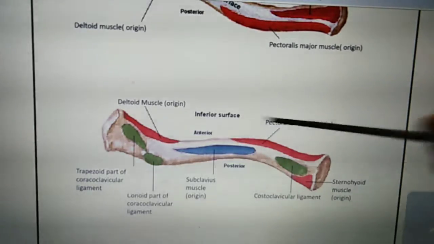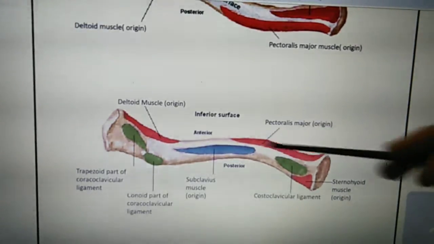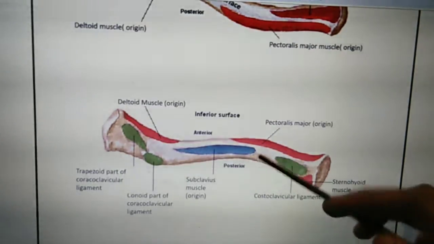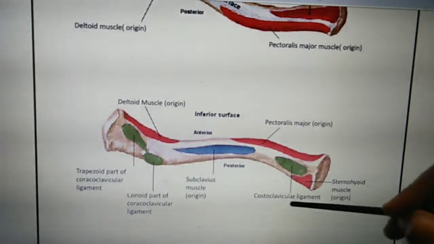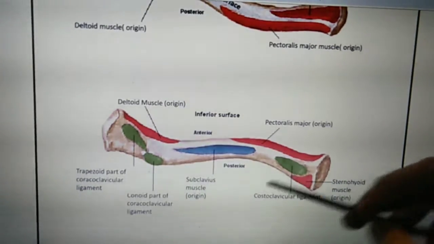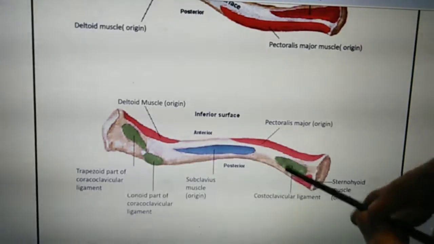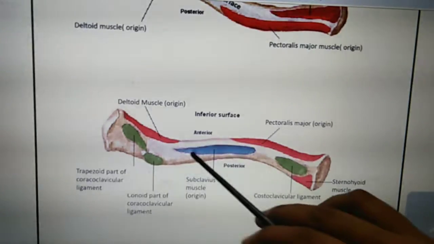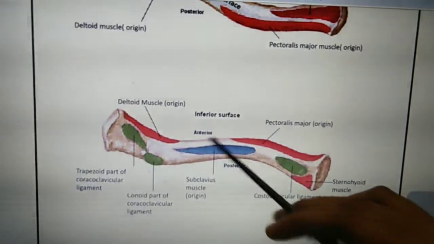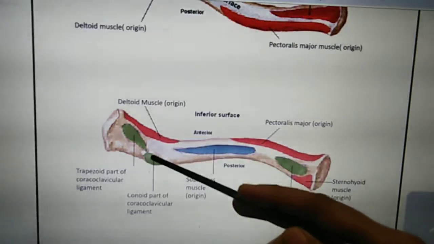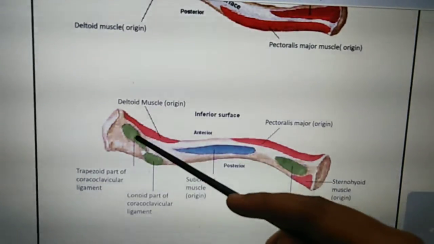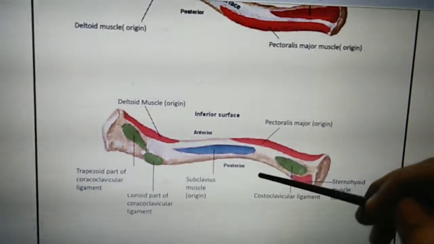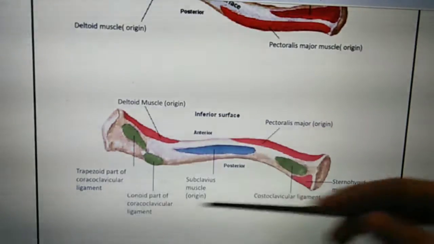This is the inferior surface. Here we can see the same pectoralis major, and this is the sternal end, and this is the deltoid muscle, same. We have a ligament called the costoclavicular ligament. The costoclavicular ligament connects the ribs to the clavicle, and it is getting attached here. And as I said before, the subclavius muscle is getting inserted in the subclavian groove. And this is the conoid part of coracoclavicular ligament, and this is the trapezoid part of coracoclavicular ligament. This is the anterior and this is posterior border, and these are the main attachments present in the inferior surface.